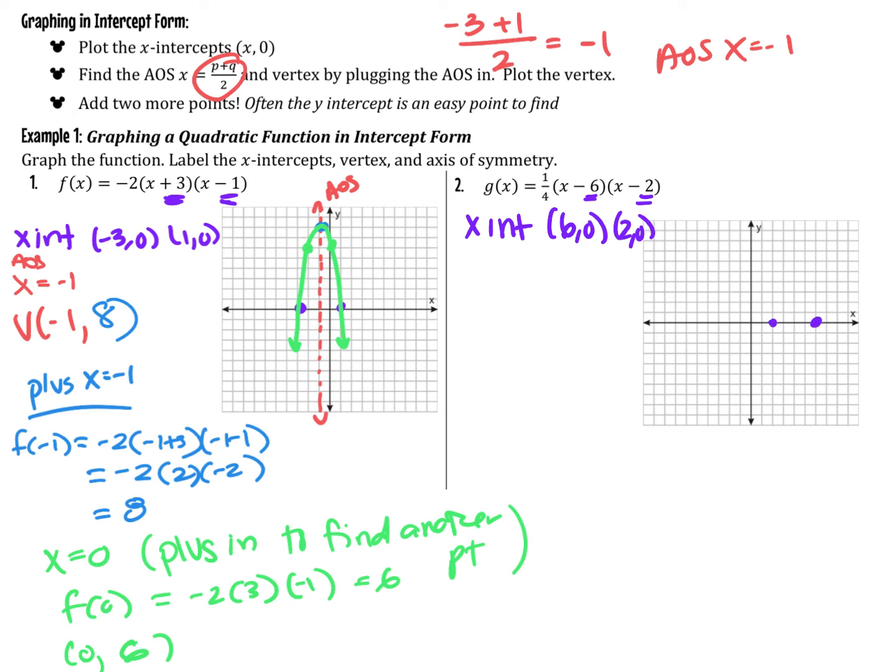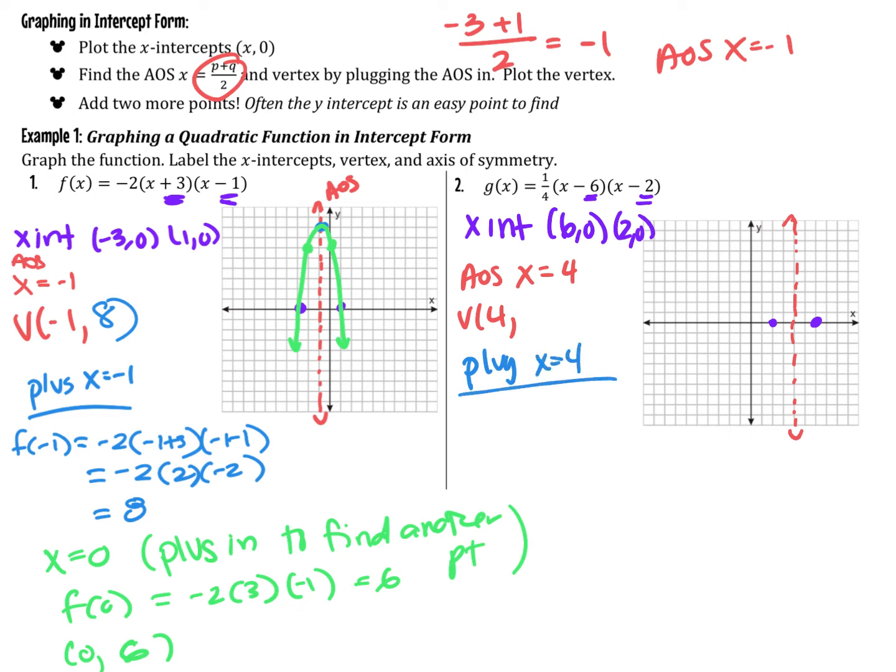Now I'm going to find my axis of symmetry. So I want to find that line where if I folded it across this line, these 2 points would line up. So my axis of symmetry is going to be x equals 4, which means 4 is also the x value of the vertex. And how do I find the y value of the vertex?